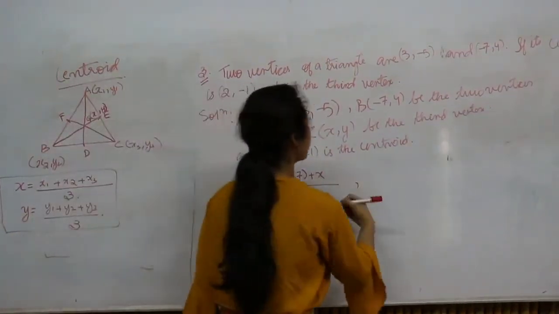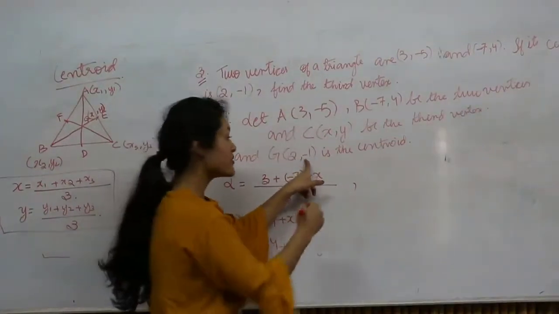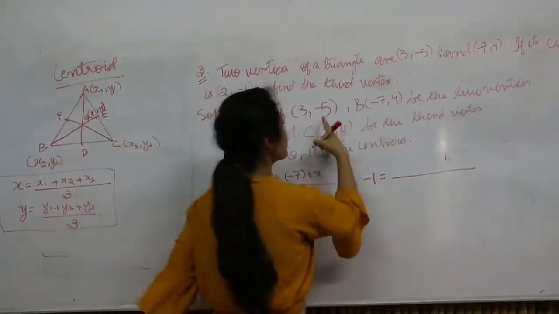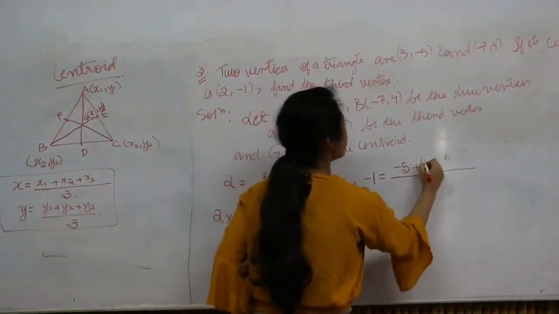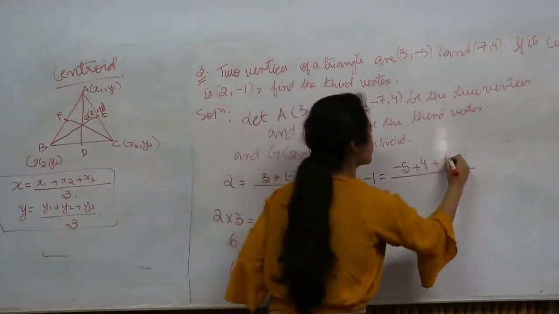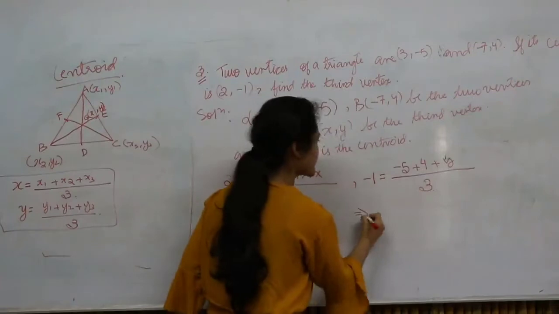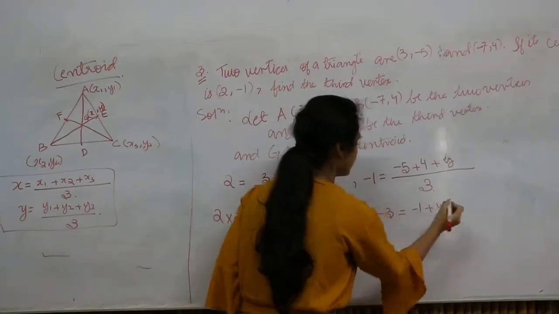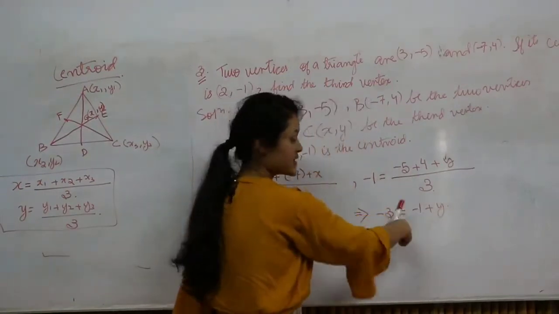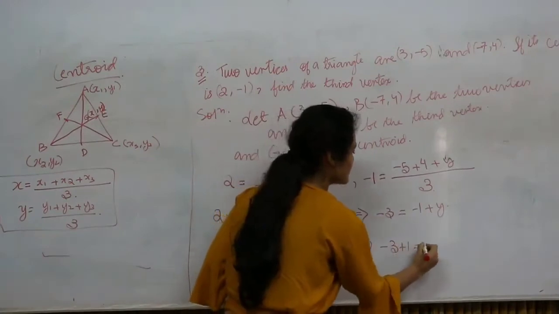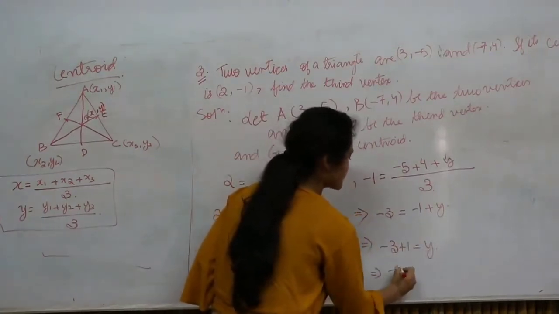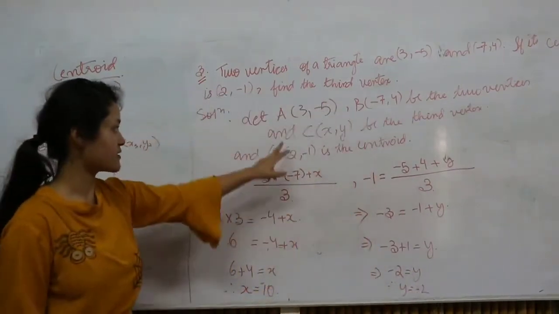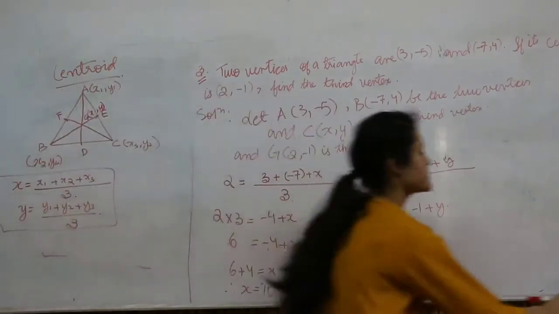So let's go to the y coordinate. So the y coordinate of this centroid is minus 1. So we add all the y coordinates of these vertices, minus 5 plus 4 plus y divided by 3. You multiply, minus 3. This one you get minus 1 plus y. Okay. Bring this minus 1 this side, you will get plus 1, y is equal to minus 2. So here you got the coordinates of C as (10, -2). So I'll just write here.